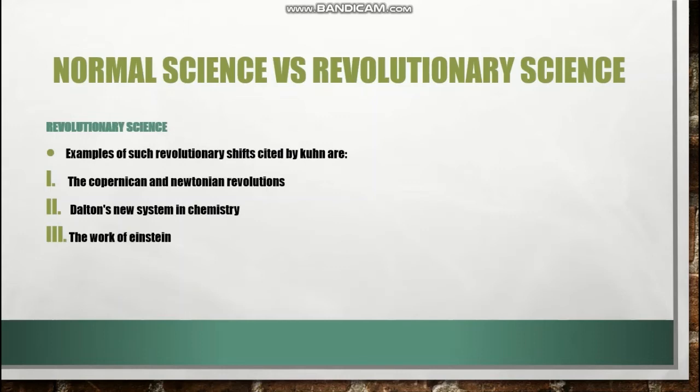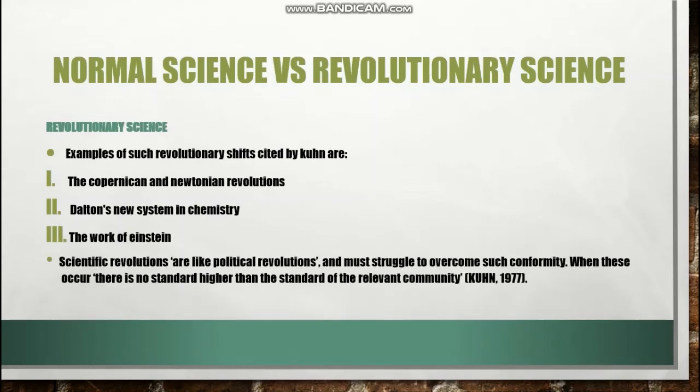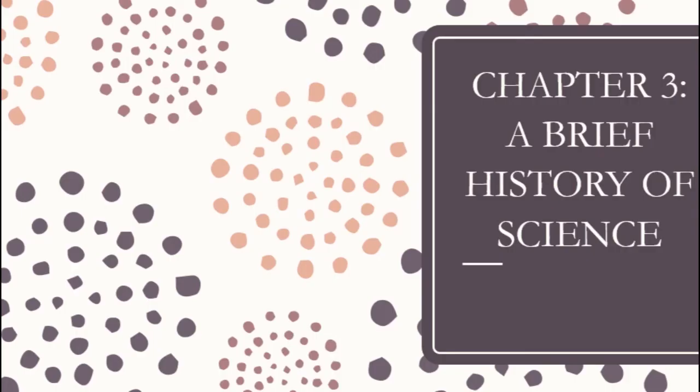Second, Dalton's new system in chemistry. Third, the work of Einstein. Scientific revolutions are like political revolutions and must struggle to overcome such conformity. When this occurs, there is no standard higher than the standard of the relevant community. Kuhn, 1977. That's all for Chapter 2.